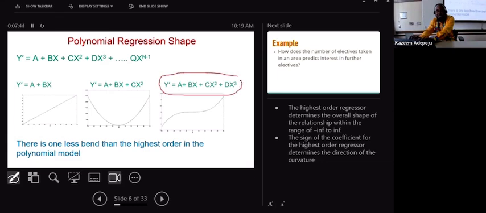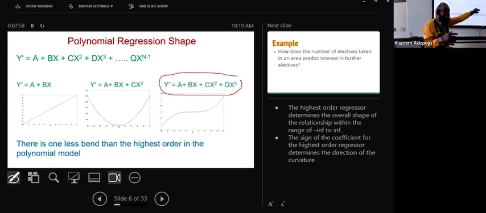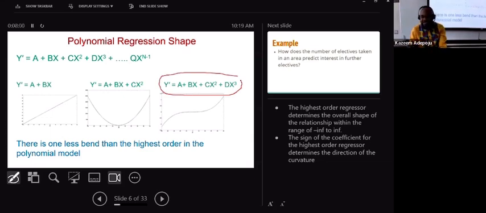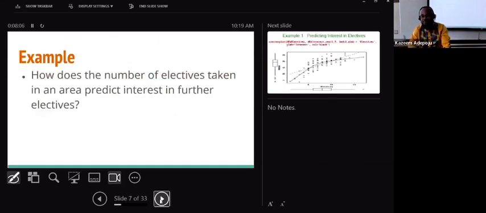S is to the power 3, right? What is the coefficient for that? D. What does D do? The D will tell us the shape, and the sign tells us the direction of the curvature. Does that make sense now? Now I'm going to go into an example.